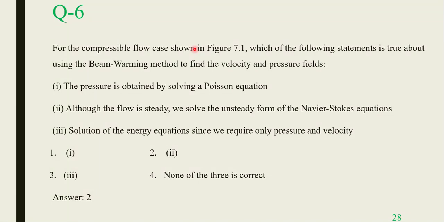The first statement: pressure is obtained by solving a Poisson equation. Second: although the flow is steady, we solve the unsteady form of the Navier-Stokes equation. Third: solution of the energy equation, since we require only pressure and velocity. So, which of the following statements is true when we are using the beam warming method to find the velocity and the pressure fields? Pressure is obtained by solving a Poisson equation.